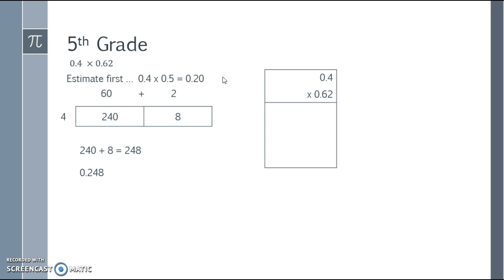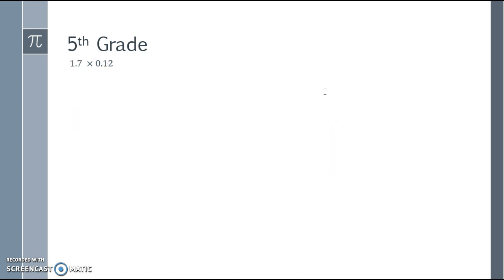Using the standard algorithm, we will multiply 4/10 times 62/100. So 4 times 2 gives me 8. 2 times 0 is 0, so we need a placeholder. 6 times 4 is 24. And notice we end up with 8 and 240, noticing that the 0 here would be a part of our placeholder. When I add them together, we get 248. Using the standard algorithm, we count the decimals 1, 2, 3 to give us 248 thousandths.